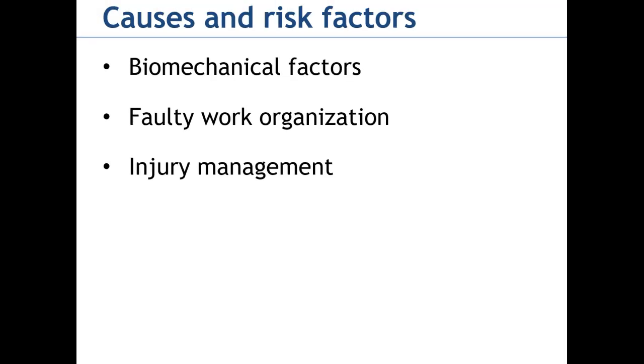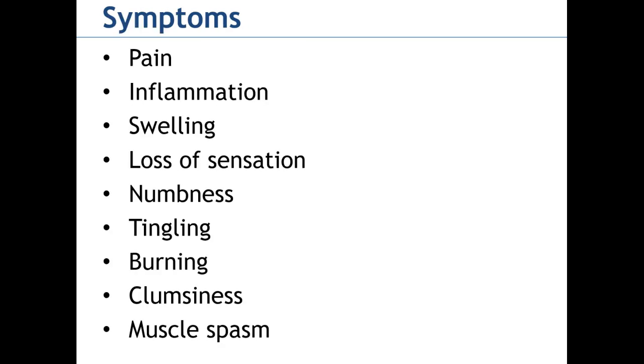So we're going to go over causes and risk factors. That's going to include biomechanical factors, which is how the extremity is moved, faulty work organization, and injury management. The symptoms can present with pain, inflammation, and swelling. There can be numbness, loss of sensation, tingling, burning, clumsiness, and muscle spasms.